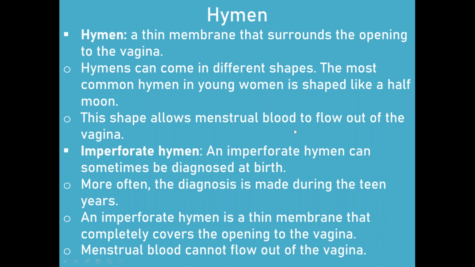So this mass is palpable abdominally, and by inspection you can see the vulva has a bulging membrane which is bluish in color, and the management is by surgery. It is a cruciate incision to relieve the obstruction. So this is the importance of imperforate hymen.